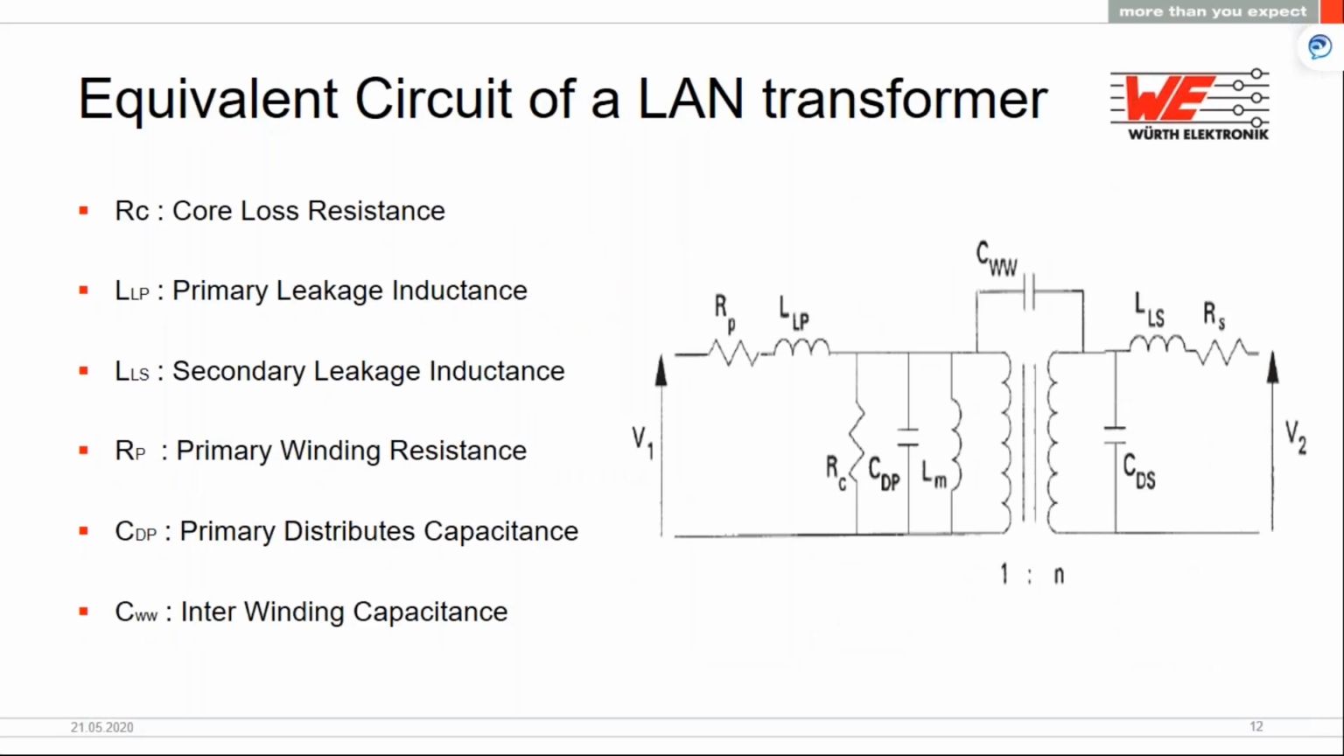Now, talking a little bit about the electrical specs of a LAN transformer. The equivalent circuit is fairly simple with a few basic passive components combined together. Here we can see in the circuit, the leakage inductance, winding resistance, and distributed capacitance are present on both primary and secondary side of the circuit, whereas magnetizing inductance and core loss resistance are present on the primary side. And lastly, there is a winding capacitance, which is connecting the primary and the secondary winding.